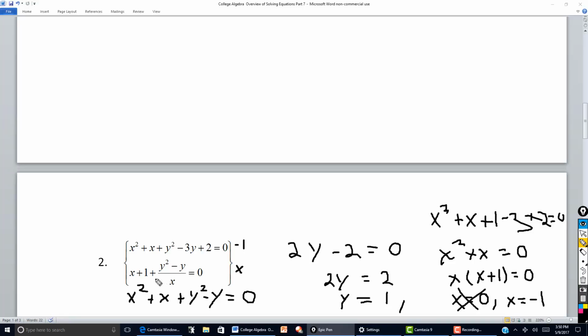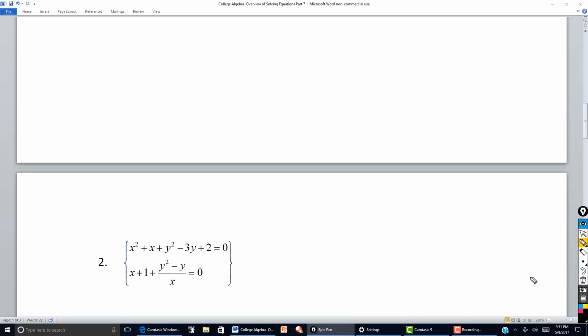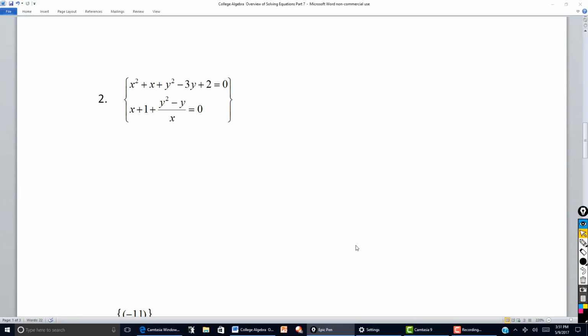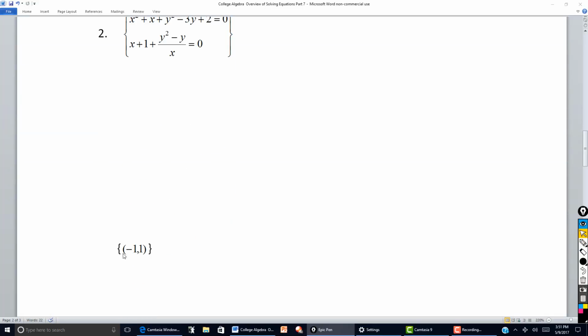So that's your solution. You could go back and check it. Check the first one, plug in negative 1 where the x is, plug in 1 where the y is, and you're going to get the 0 on the right side, and the same thing for the second equation. Always check the original equation. So that's your solution. Again, it's a solution pair. We could write it this way in braces, and the ordered pair would be negative 1 and 1.